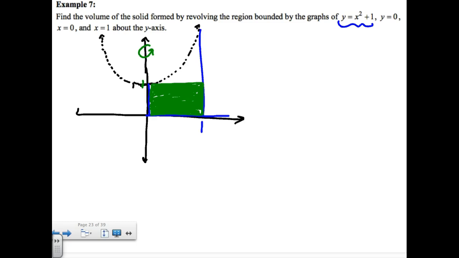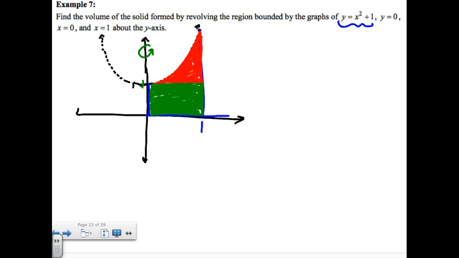But I'm going to use a different color for this part. I'm going to have washers. So this problem is going to have a solid base. If you were to picture this whipping around the y-axis, it's going to have a solid base on the bottom, and then it's going to have one with a hole in it on the top.